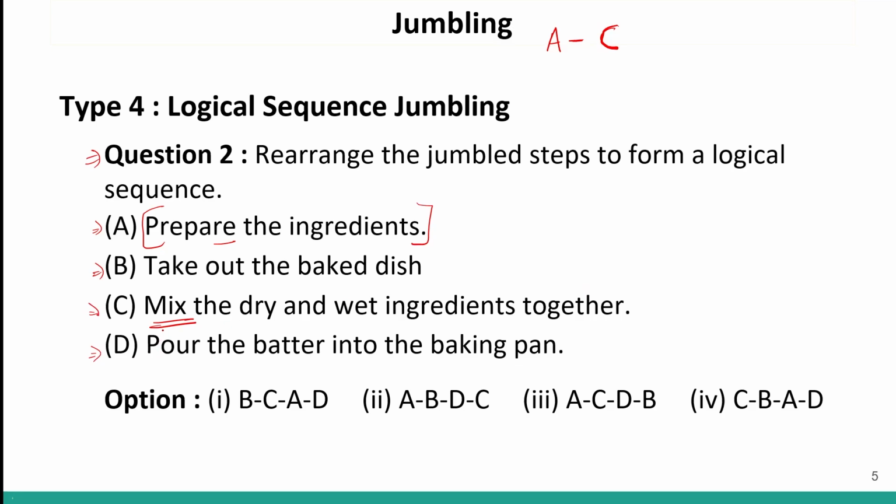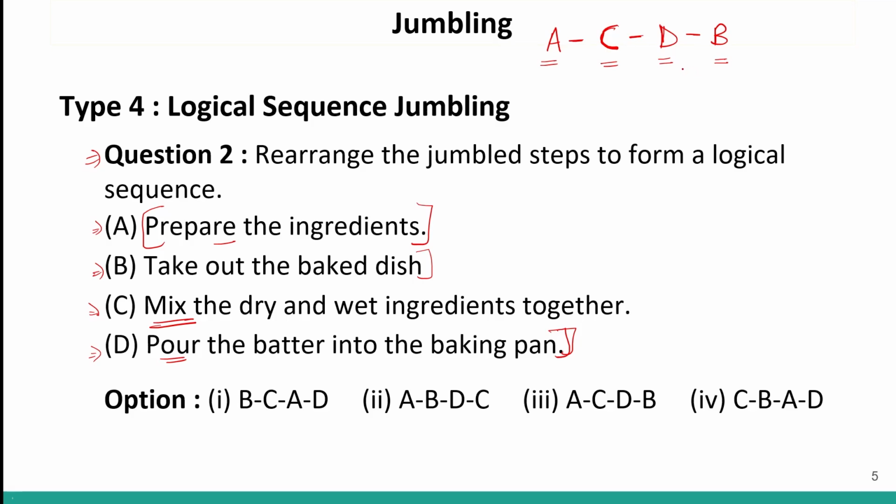Then once my ingredients are mixed, we call it a batter, correct? So then we'll pour the batter into the baking pan. So I have my ingredients, I have mixed my ingredients, then I am pouring that batter into a baking pan. And once the baking is done, I'll take out the baked dish. So B. First I prepared my ingredients, then I mixed them together, then I poured them into the baking pan, and then once my product was made, I took it out from the baked dish.